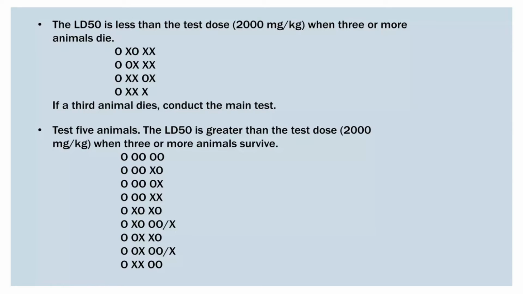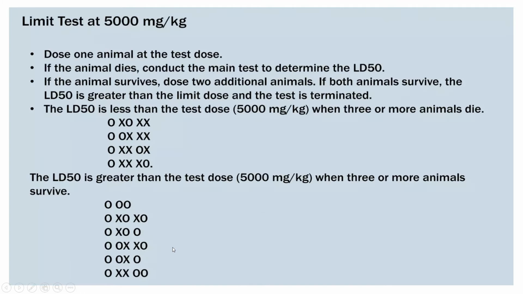If 2 animals die, then also we have to see. Here only one animal is dying, so they have decided LD50 is more than 2000. In all the circumstances given below, LD50 is more than 2000. That we have to see. Next we will see the test for 5000. They are following the same criteria. Dose one animal at the test dose. Here what happened?